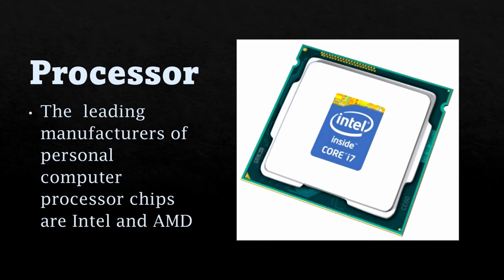The leading manufacturers of personal computer processor chips are Intel and AMD. Intel supplies microprocessors for computer system manufacturers such as Acer, Lenovo, HP, and Dell. Intel also manufactures motherboard chipsets, network interface controllers and integrated circuits, flash memory, graphics chips, embedded processors, and other devices related to communication and computing. While AMD, or Advanced Micro Devices, is a semiconductor company known for designing and developing computer processors and graphic technologies.